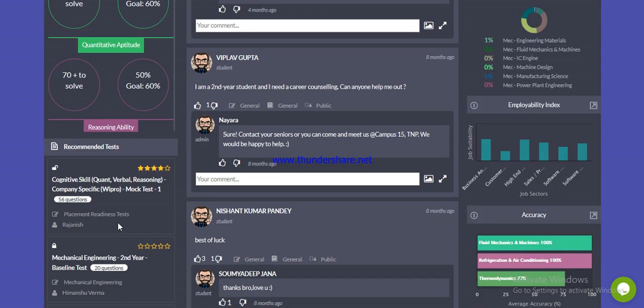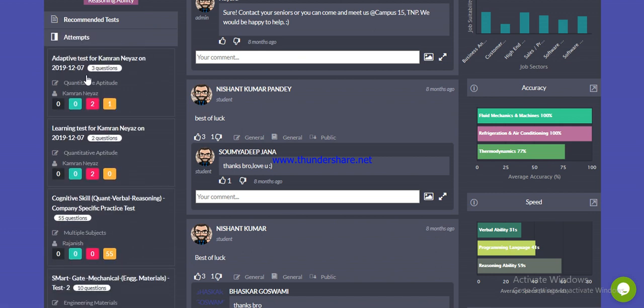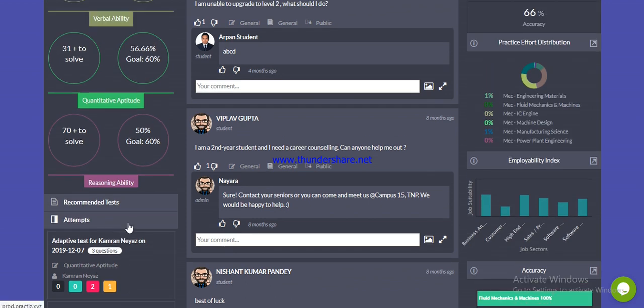If you scroll down a bit, we provide some recommended tests too. On the basis of their performance over a period of time, with the help of AI, we provide some recommended tests for the students which they can attempt. This changes periodically so that students do not miss out anything that is recommended by the platform. And we also show some of the latest 5 attempts to the students on the dashboard.